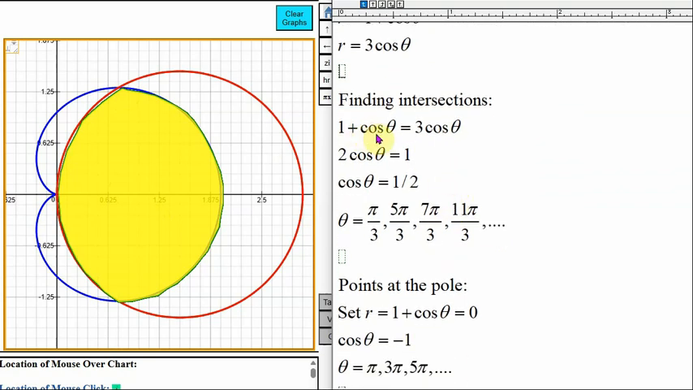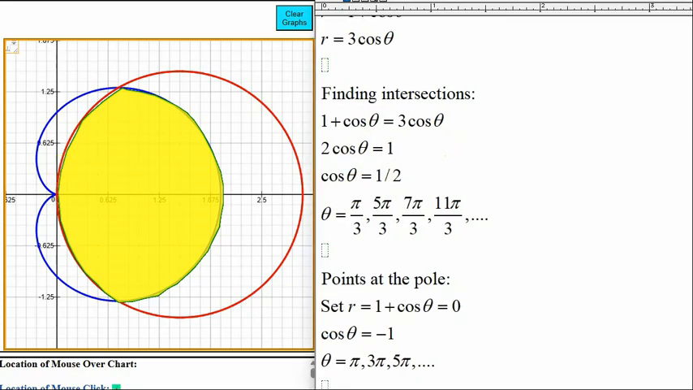So we have 1 plus cosine of theta equal to 3 times cosine of theta. Subtract cosine of theta from both sides, and we get 2 cosine of theta equal to 1, and then cosine of theta equal to 1/2. We know that cosine of pi over 3 is a half, cosine of 5 pi over 3 is a half, and cosine of 7 pi over 3 is a half, and so on.